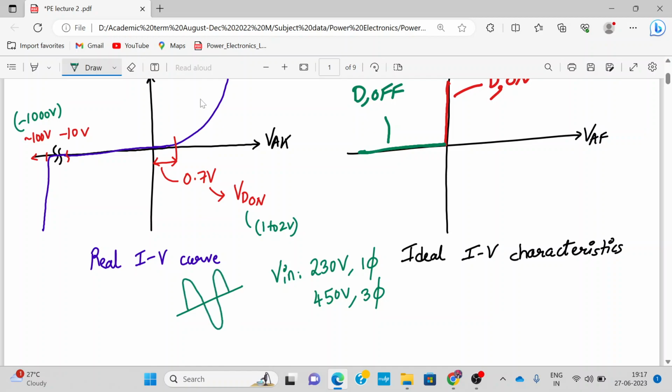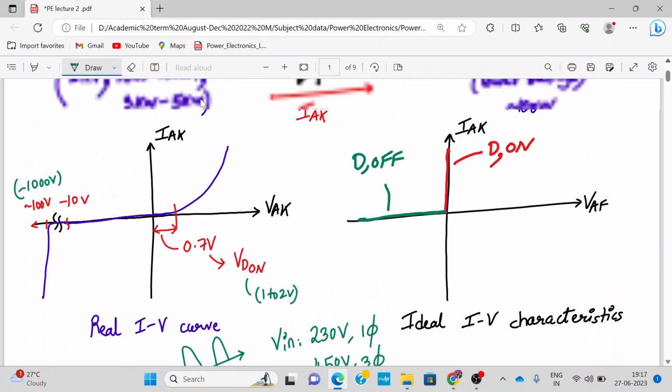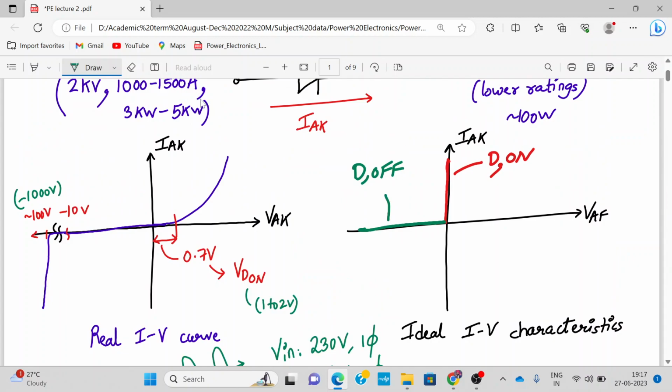A repetitive periodic sinusoidal signal is the AC signal. This can be a single phase or a three phase signal. In this case, since the input is quite large, this 0.7 volts drop can be neglected in the case of a rectifier diode. Now in the case of a power diode, the VD on voltage drop is still less.